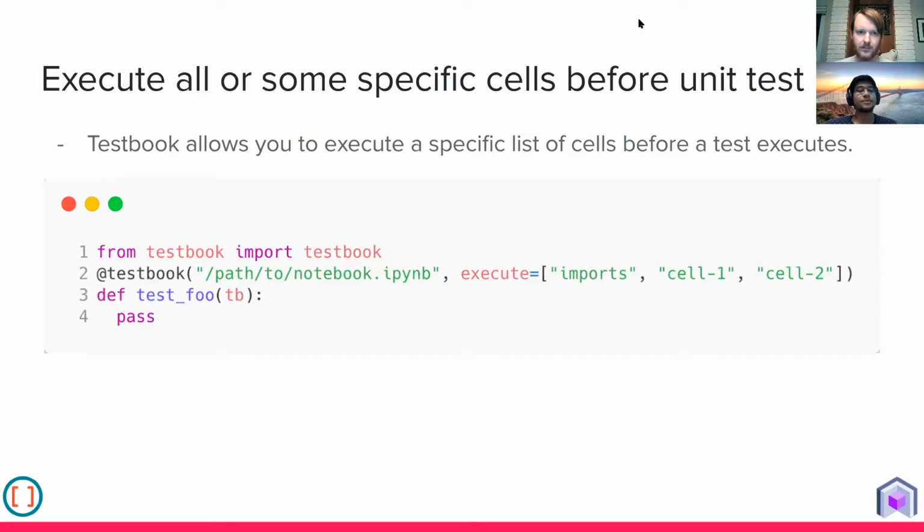You can execute all or some specific cells before the unit test. So you have that fine-grained control over which cells you want to execute before your test runs. And you do that by passing the cell tag, or you can pass the cell index, or you can even say execute equal to true to run the entire notebook in the decorator.